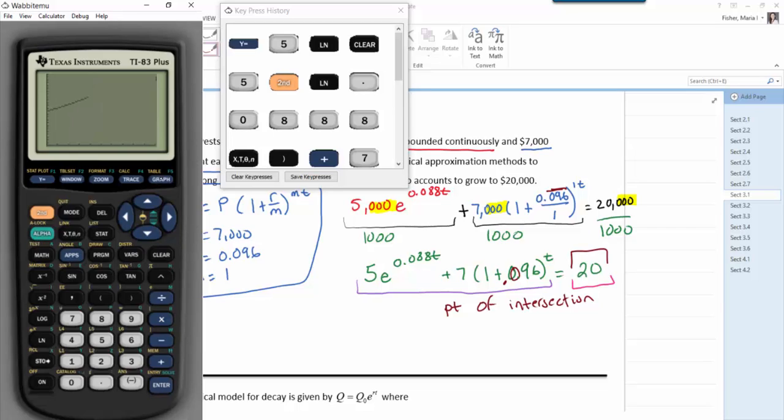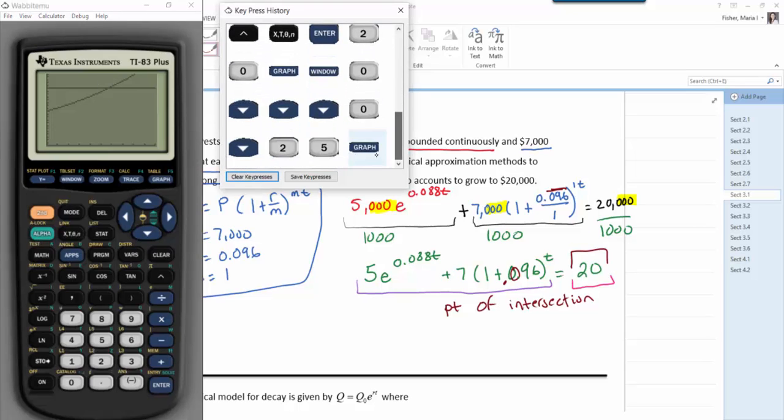So this is the graph of our exponential function. And then we have our 20. So what we're looking for is this point of intersection. Where do those two intersect? At what point do those two intersect?